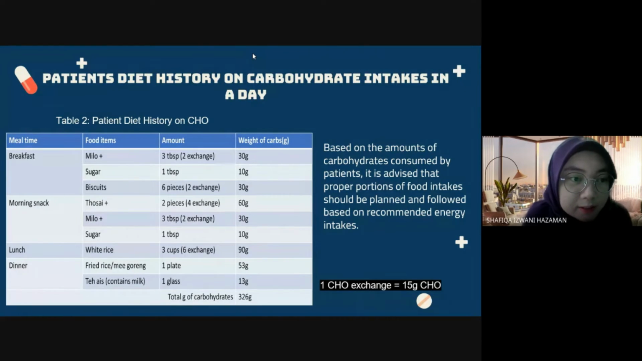this is the patient's diet history on carbohydrate intake in a day. So this is the list of carbohydrate based on breakfast, morning snack, lunch and dinner. The total carbohydrates that the patient has consumed is 326 grams. Based on the amounts of carbohydrates consumed by the patient, it is advised that proper portions of food intake should be planned and followed based on recommended energy intakes. So next is the next presenter.